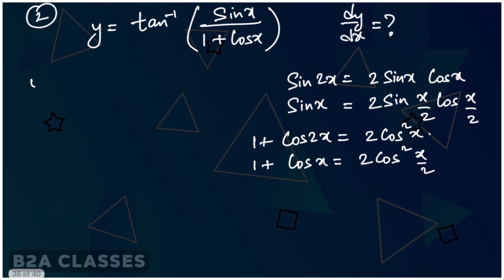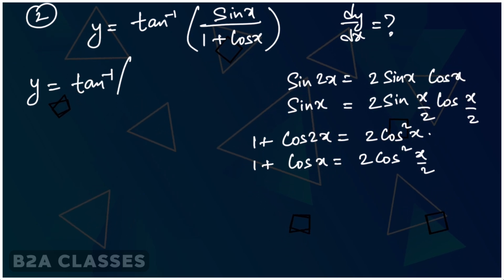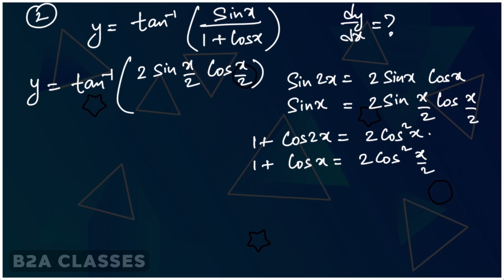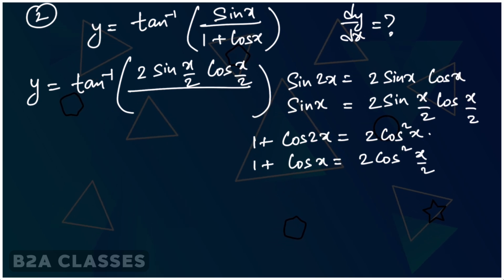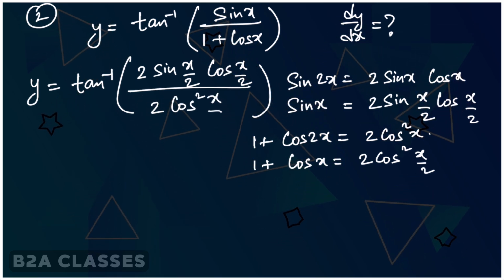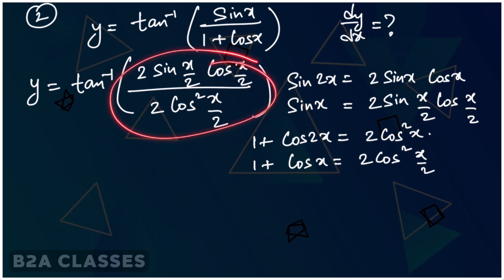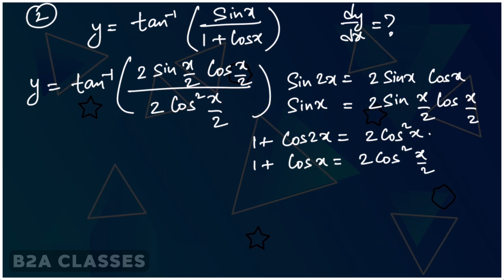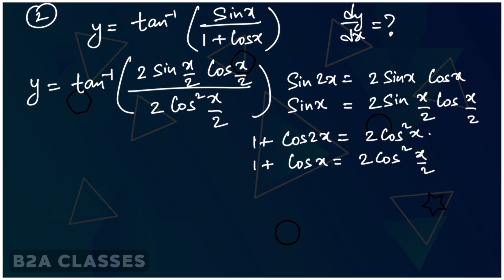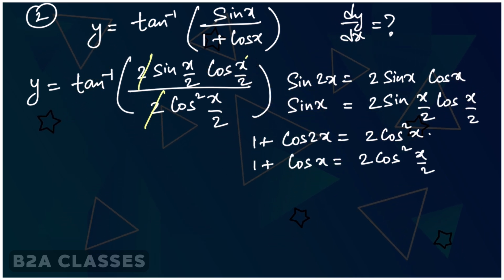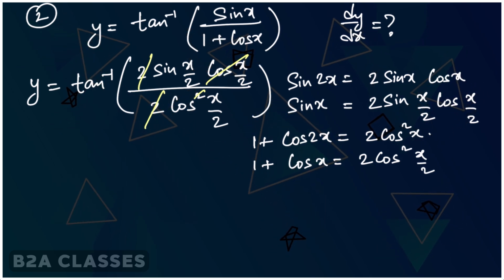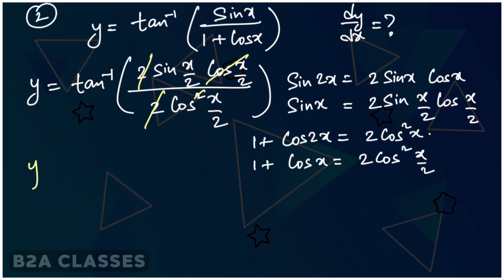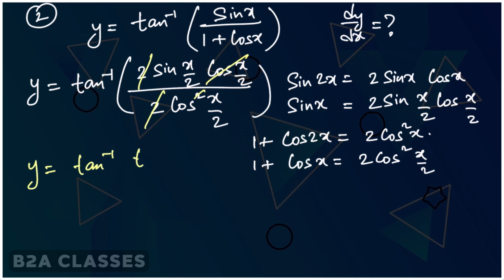So if you put these values, we will get y equal to tan inverse of sin x, which becomes 2 sin x by 2 cos x by 2, and 1 plus cos x, which becomes 2 cos square x by 2. Now we can reduce this because here the 2 can cancel, and here there is cos x by 2 and here cos square x by 2, so one cos x by 2 will cancel. So 2 cancels, cos x by 2 cancels, and one cos x by 2 remains in the denominator. So sin x by 2 divided by cos x by 2 becomes tan x by 2.